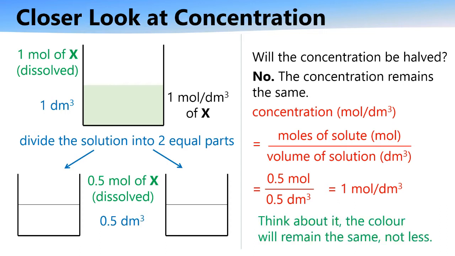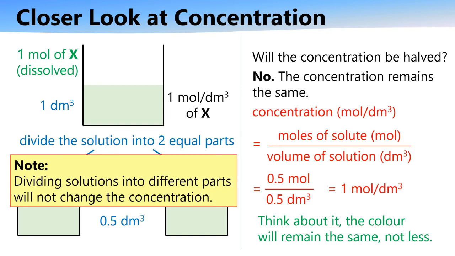Okay. Another way to think about it is the color will remain the same, not less. So if you have, for example, a mixture of water and rose syrup, you mix them up in one jug and you separate it into different cups. All of them will have the same concentration, just different volumes. So the color remains the same, not any less faint. So please note, dividing solutions into different parts will not change the concentration.